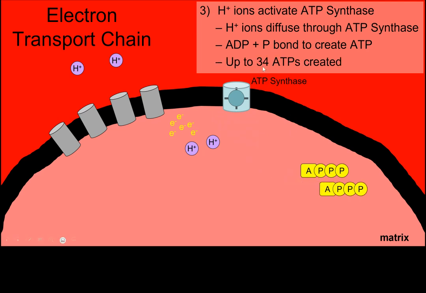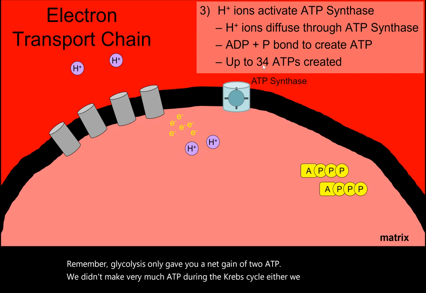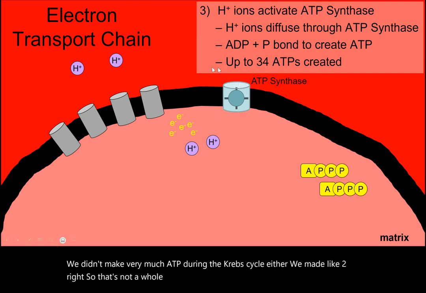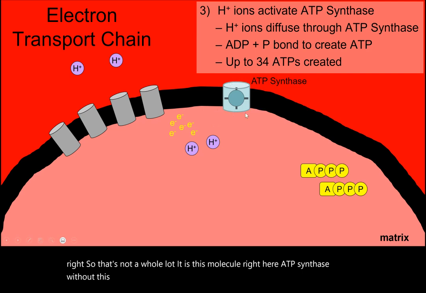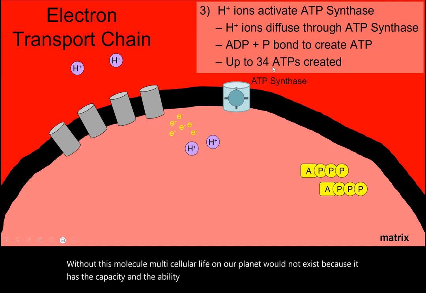And this process creates up to 34 ATP. Now, that's a lot. Remember, glycolysis only gave you a net gain of 2 ATP. We didn't make very much ATP during the Krebs cycle either. We made like 2, right? So that's not a whole lot. It is this molecule right here, ATP synthase. Without this molecule, multicellular life on our planet would not exist because it has the capacity and the ability to create a ton of ATP.